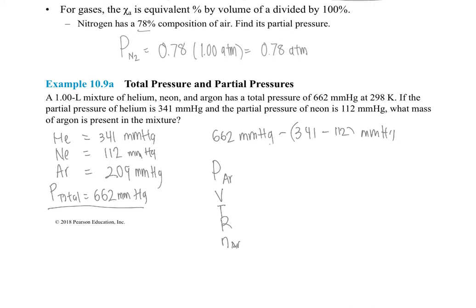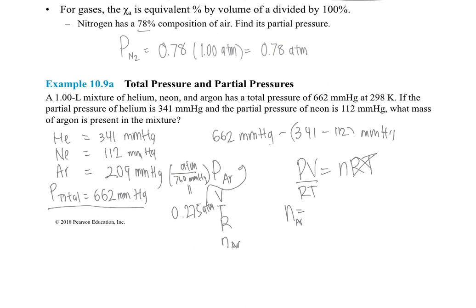So now I can do PV equals nRT. I know pressure, volume, R and T, so I'm going to divide by RT to get moles by itself. So moles of argon is going to be equal to the pressure of argon, 209 millimeters of mercury. Actually, we need to get that in atmospheres, so I'm going to divide by 760. And that gives me a pressure of 0.275 atm. Okay, so I'll plug that in, 0.275 atmospheres.